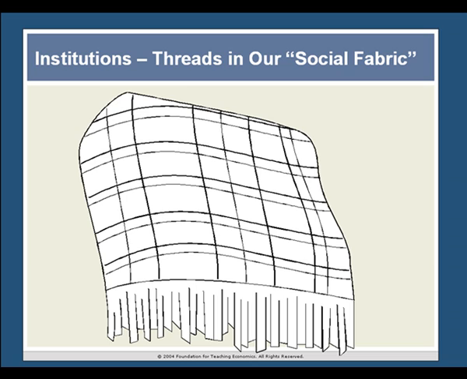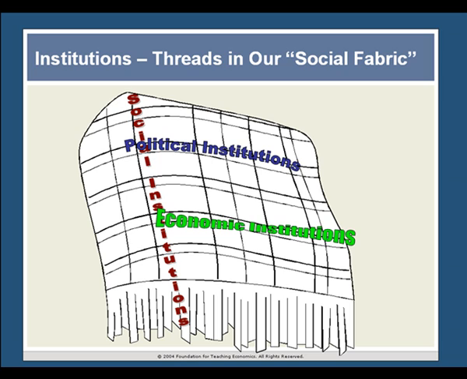One way to illustrate the variety of capitalist economies in institutional terms is to think of institutions as the threads in a nation's social fabric. Similar to cloth fabrics, which are constructed of interwoven threads of cotton, wool, or nylon, a nation's social fabric is constructed of interwoven institutional threads: economic institutions, political institutions, and social institutions.